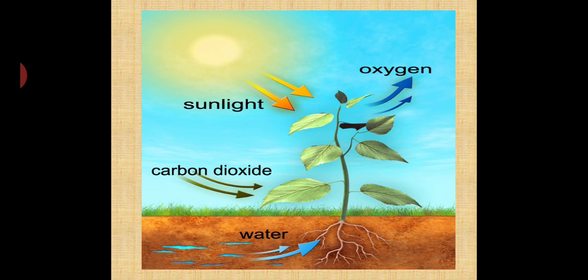See children, this is the figure where in the presence of sunlight, carbon dioxide the plant is getting from the atmosphere, water it is getting from the soil and it reaches the leaves, and in the presence of chlorophyll these things are converted into oxygen and sugar or glucose.